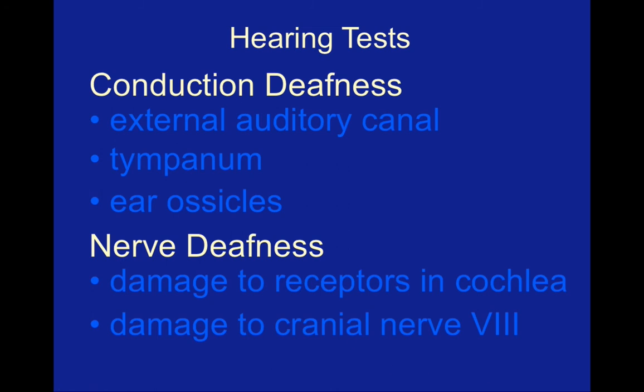So because we have 2 different types of deafness, we're going to have 2 different tests that are going to help distinguish which type of deafness it is that we're experiencing. There are 2 tests that we're going to do together, and each of them is going to help us distinguish what type of deafness we have and in what ear that deafness is occurring. The first test is going to be the Weber test.